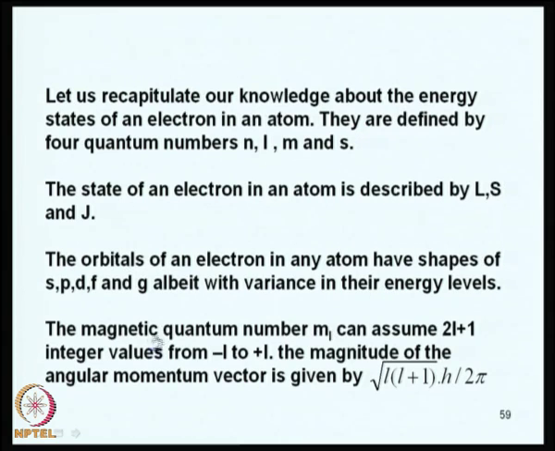for all elements. So, the magnetic quantum number ML can assume 2L plus 1 configurations from minus L to plus L. This also we have discussed earlier. The magnitude of the angular momentum vector is given by square root of L into L plus 1 into h by 2 pi. So, we can discuss all these numbers right now, to understand how complex a situation can be for an emission spectrum.